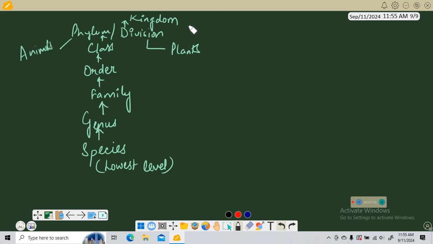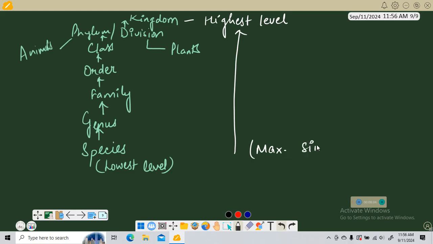Now species is the lowest level and kingdom is the highest level, just like the founder of the company. So if we start like this, at the lowest level we will have maximum similarity. As we go upward, we will find least similarity.